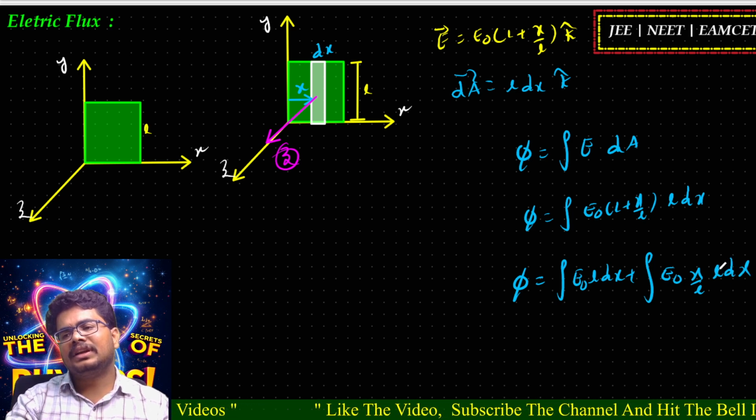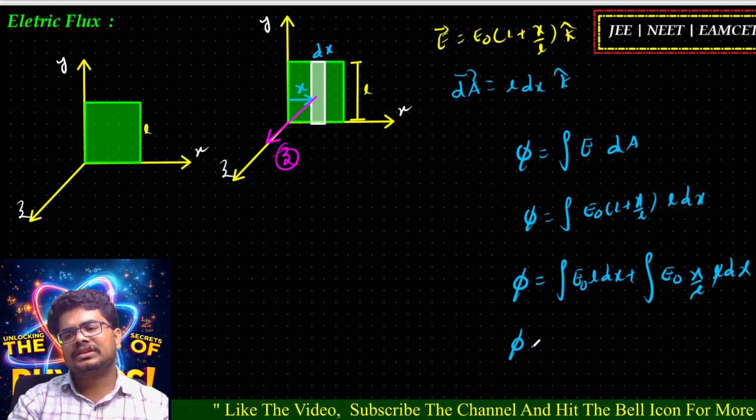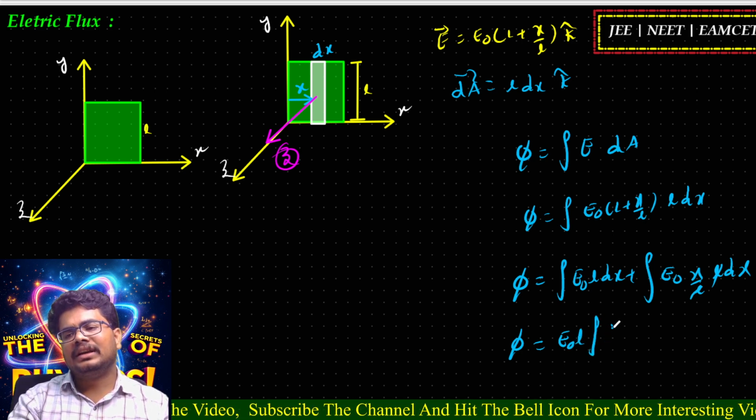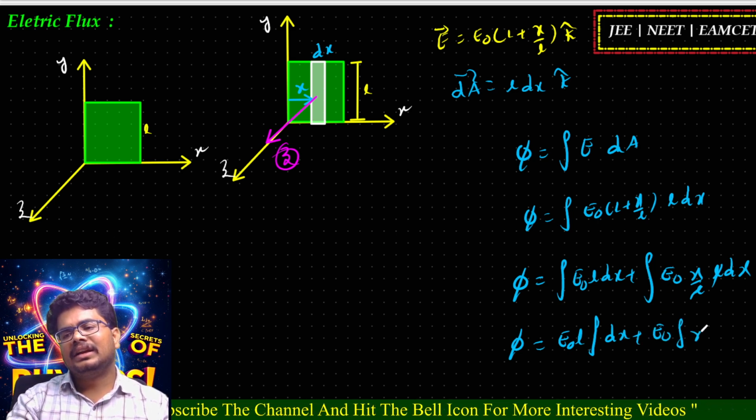If you observe carefully, the L's will cancel. E naught L is constant, I can take it outside. If I take it outside, the flux equation will be E naught L. I am taking it outside. What is left? Integral dx. Plus in this case, E naught I can take common. What will we get? Integral x dx.